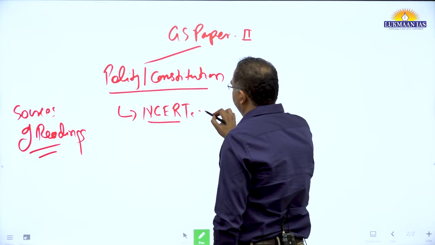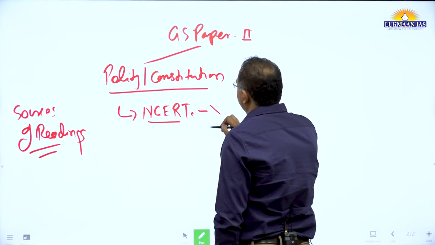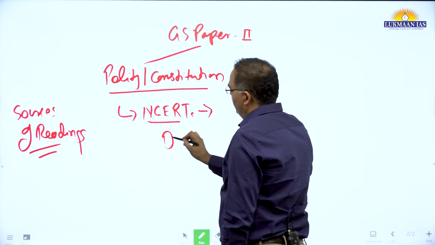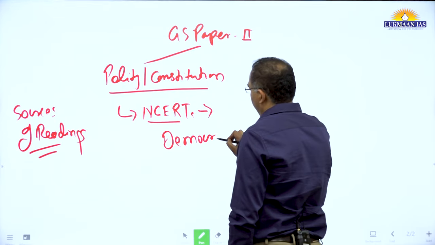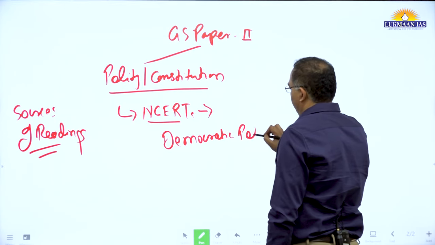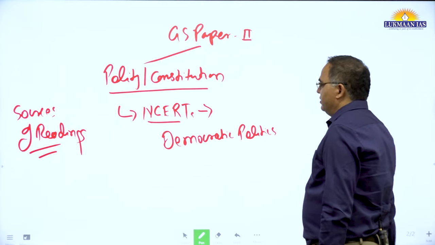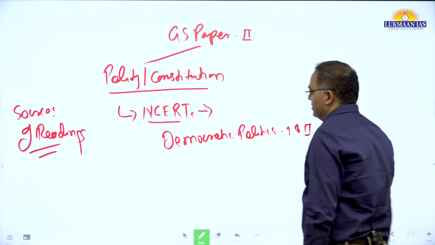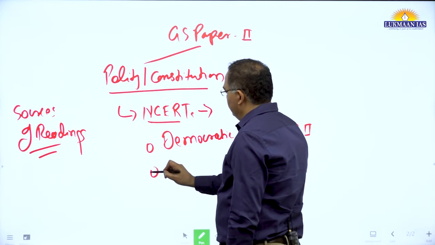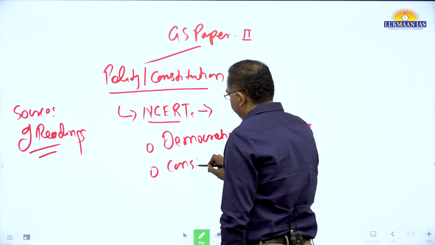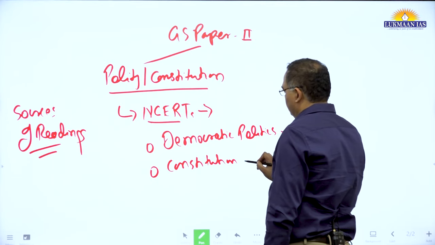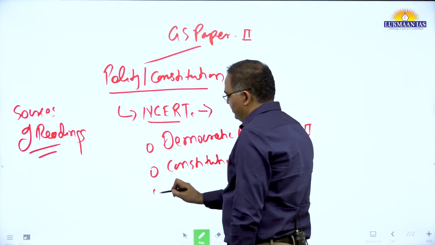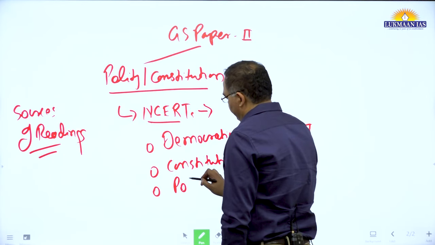Those NCERTs are related to, basically, one called Democratic Politics. You can read 1 and 2. Then it is called Constitution at Work, and this is called Political Theory.